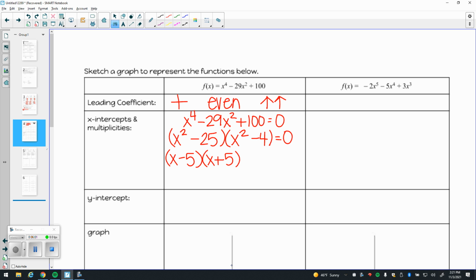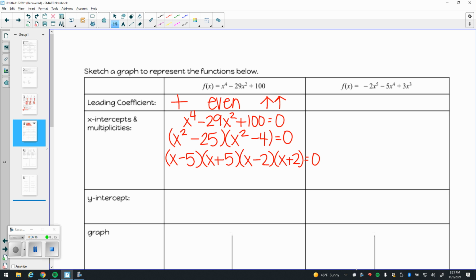What if it's not a perfect square? Can we still do it? Yes. Remember we did that on Monday. X squared minus 4, x minus 2 times x plus 2, yes? So equals 0. Yeah? Okay, I need to find my x-intercepts and their multiplicities.